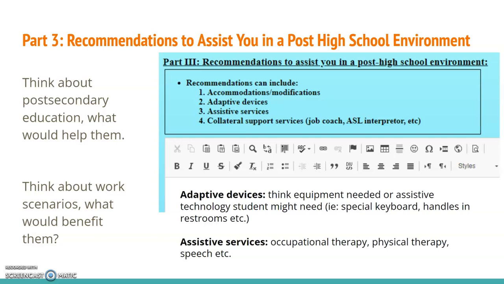Adaptive devices might be a special keyboard, specific handles in restrooms. Assistive services could be, do they need to continue occupational therapy or physical therapy? Will they need to continue to work with a speech therapist and other items like that?